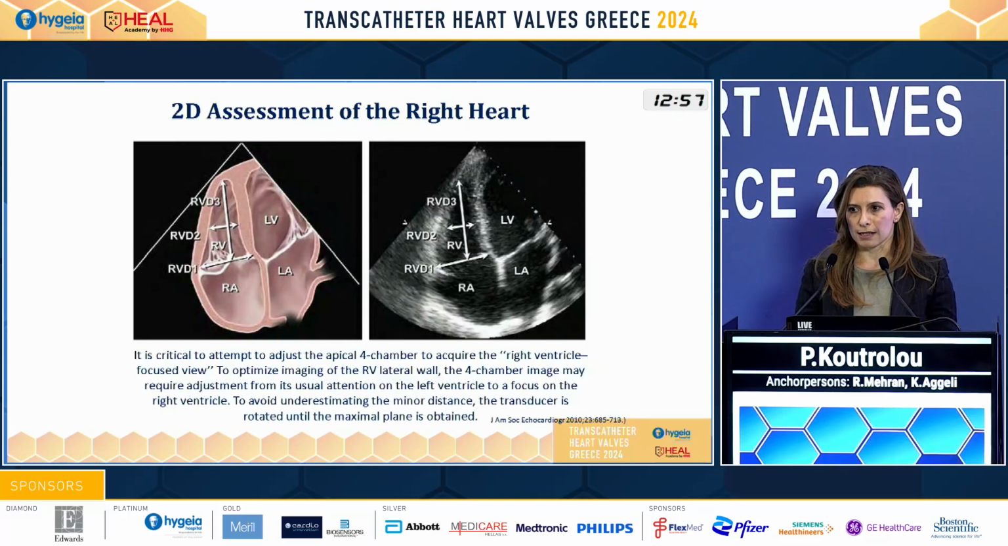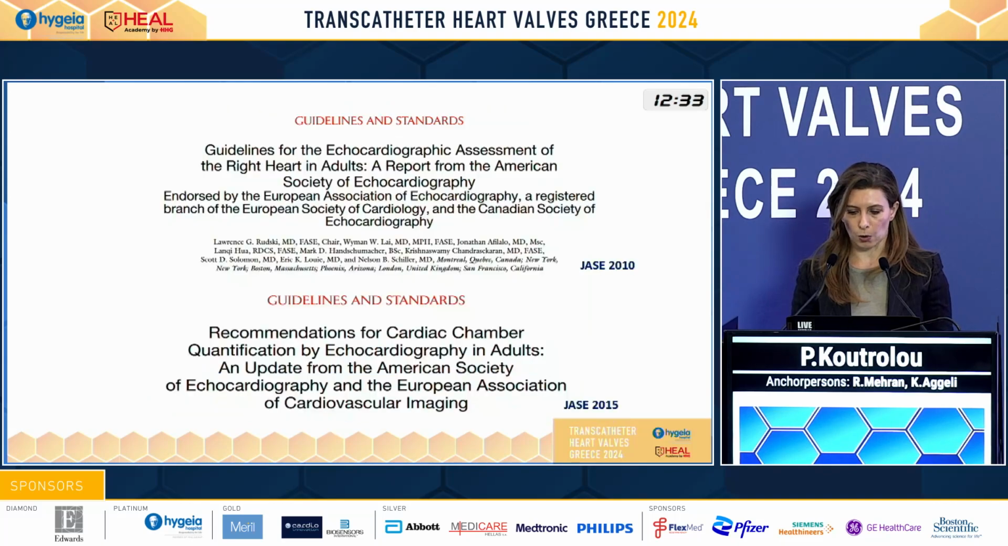In regards to the assessment of the size, I'm not going to say a lot of things because this is not a part of my presentation today, but just a reminder that we do a few measurements. We measure the RV, again, from the apical window, the basal, the mid, as well as the length of the RV in order to decide if it is dilated or not.